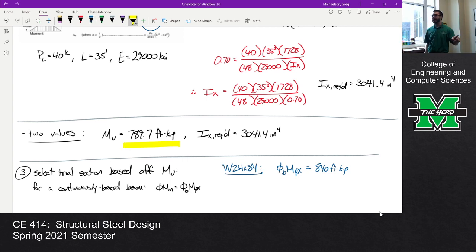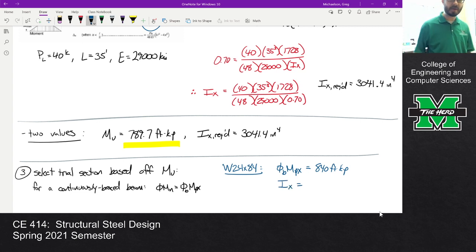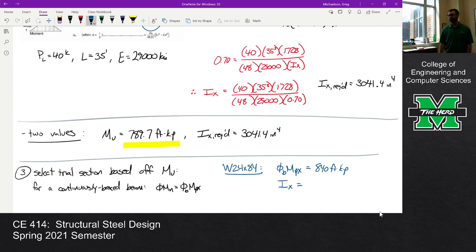Now, Mr. Enot asks, can you explain what I mean by a trial section? Mr. Enot, what is the moment of inertia for a W24 by 84? And while Mr. Enot's looking this up, does anybody have any questions? Because I feel like we're going a little slow on this. Turn your mics on if you have a question, because I want to make sure that you all are following along with what I'm doing here.